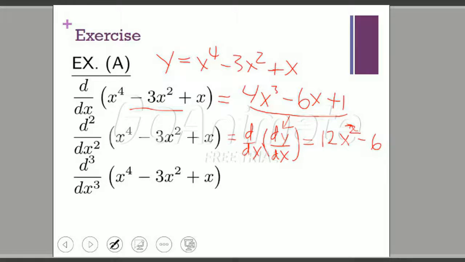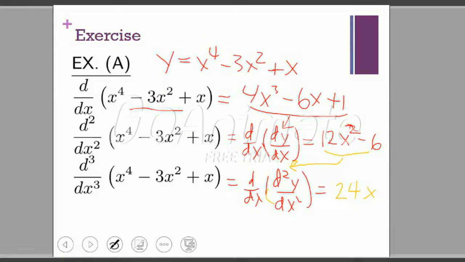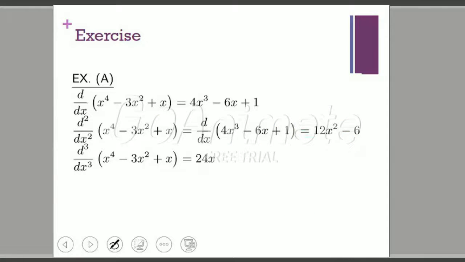And finally, the third derivative is just the derivative of the second derivative. The second derivative is exactly this guy here, put into here. So then the derivative of this is just 24x. Okay. My writing is quite messy, so this is a nicer representation here.